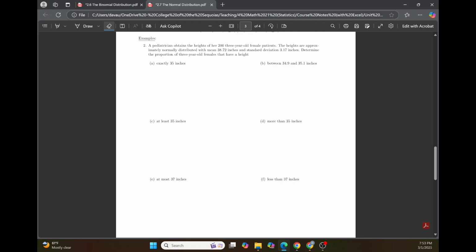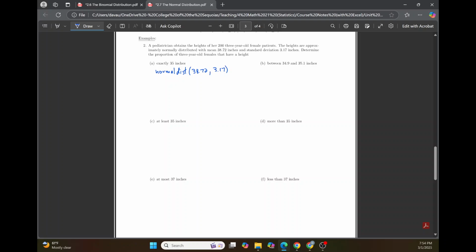So here, this is a normal distribution problem. If we want the probability that x is exactly 35 inches, then here we're going to use the normal distribution. And we have to put in mu and sigma. I think the mean was 38.72 inches, and the standard deviation was 3.17 inches. Okay, and here we would look for the probability x equals 35.